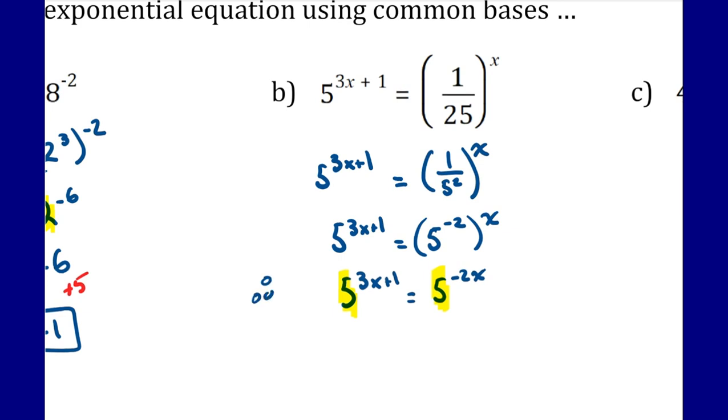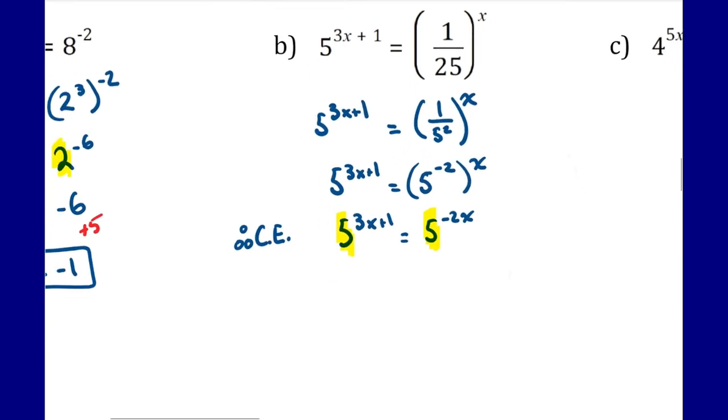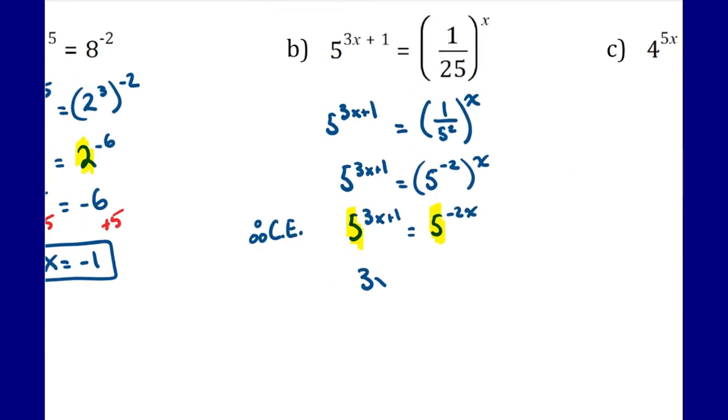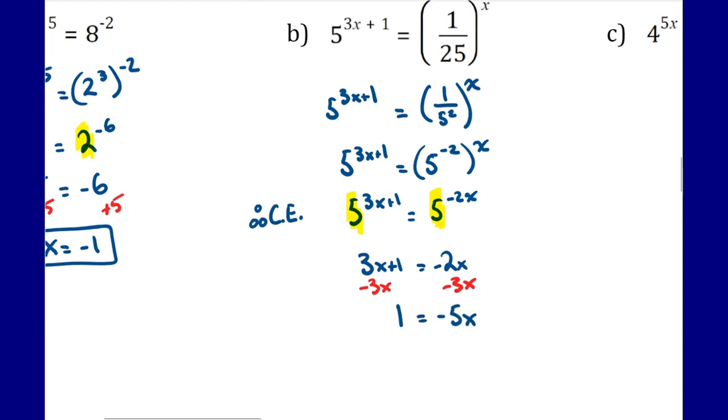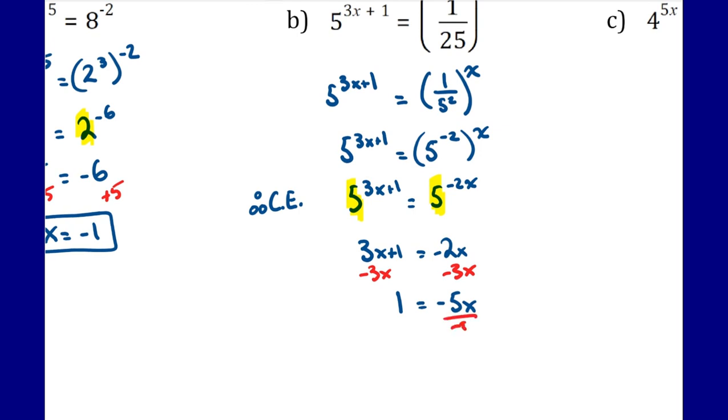So therefore, we can compare exponents. So 3x plus 1 equals negative 2x. I need to get rid of the x's on one side. I'm going to minus 3x, minus 3x. We get 1 is equal to negative 5x. I'm going to divide by negative 5 to cancel it out. We have 1 over negative 5 is equal to x. So again, that is our solution.